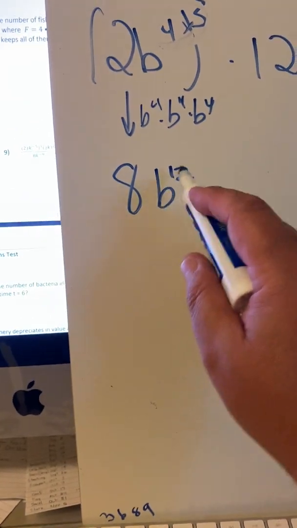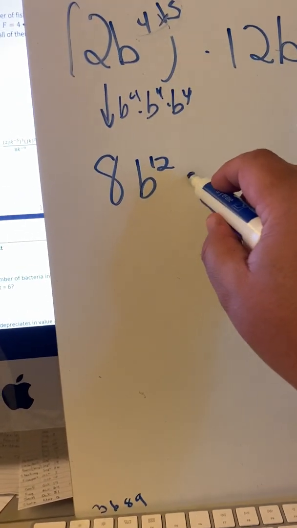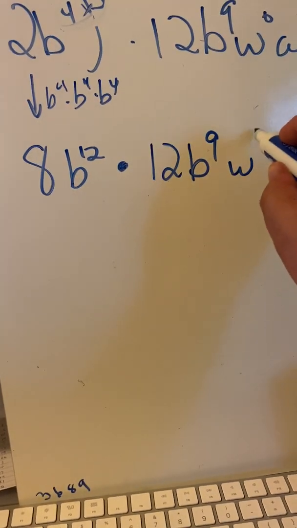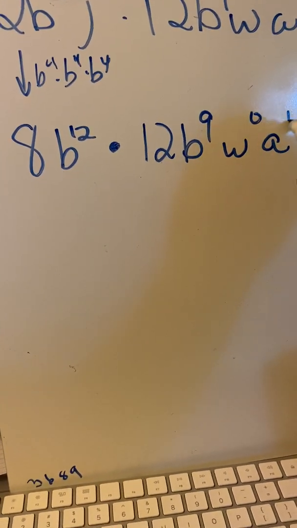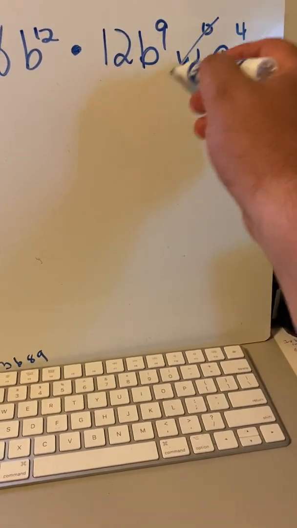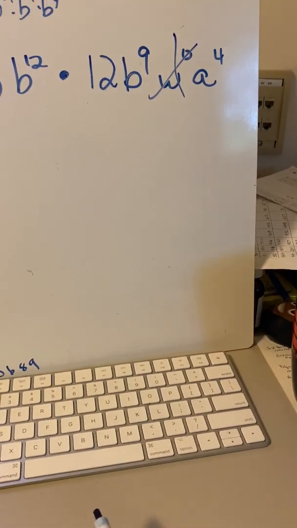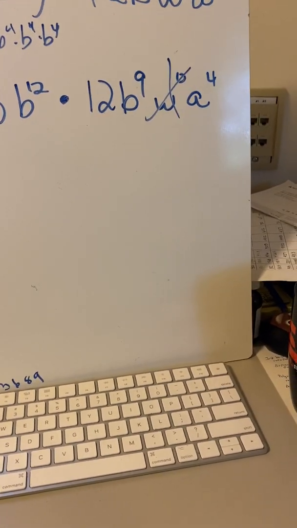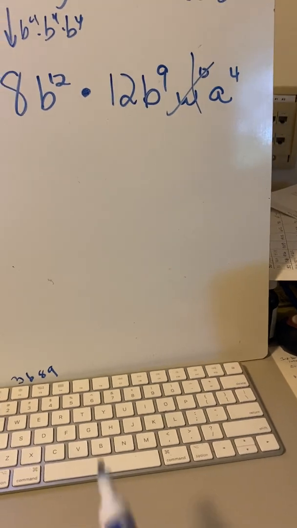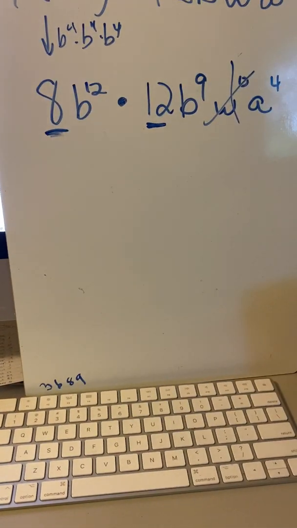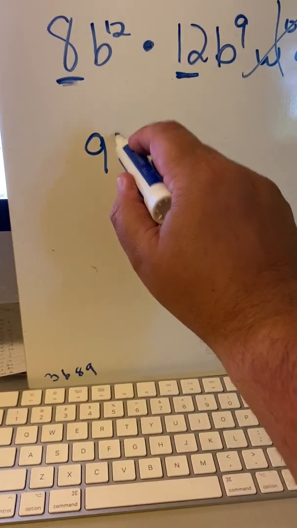So you've got 8b to the 12th times 12b to the 9th, w to the 0, a to the 4th. I'm going to tell you right now, w to the 0, goodbye. Anything to the 0 power is just 1, so I don't even need you in there. You're just a place filler that's trying to mess me up. Okay? Coefficient times coefficient. 8 times 12. 8 times 12 is 96.